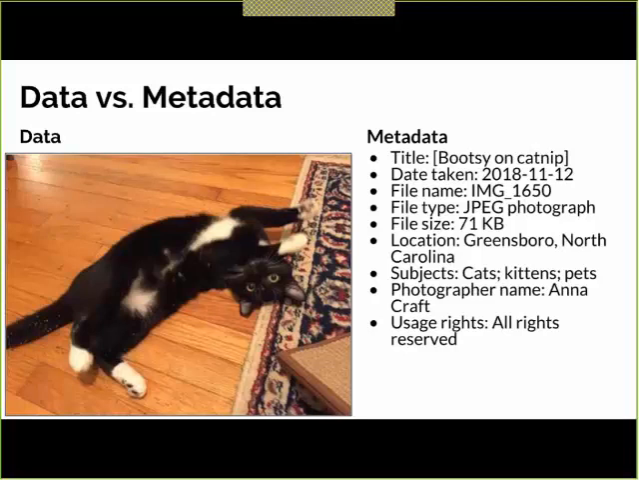So then here is one file and data that might be associated with that. So a title, a date that it was taken, the file name, it's a JPEG photograph, the size of it, it was taken in Greensboro, some subjects, the name of the photographer, and then usage rights. These are just some examples of metadata fields, and the metadata might be very different for whatever your data set is. So say you've got a data set of 70 terabytes of Mockingbird calls. It might be very important for you to know where those specific calls were recorded, but also how long, how big those recordings are. So there would be different information that would be important about those data files depending on what your project is and what your file types are.